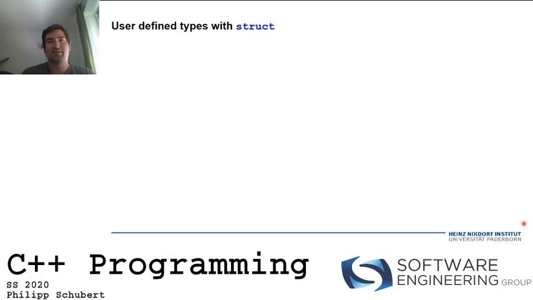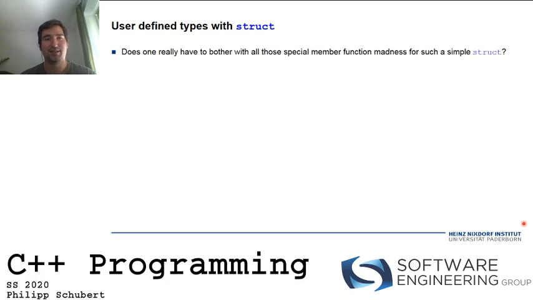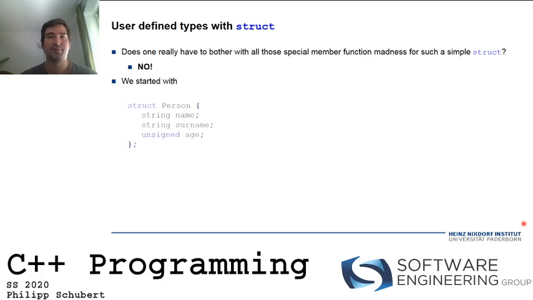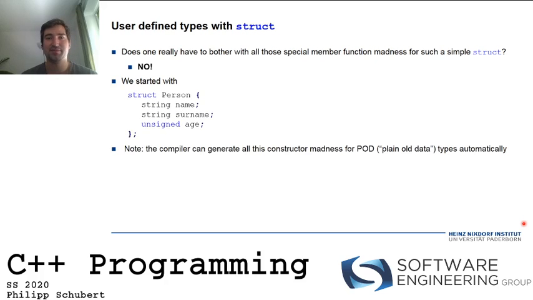So that was basically user-defined types with struct. Any other comments? Maybe first comment: do I really have to bother with all those special member functions for such a simple struct type containing two strings and an unsigned integer? The answer is clearly no. You also saw that we just could use default and set all or most of the special member functions to default. We just started with the simple type definition. Also please note that the compiler can generate all the special member functions for plain old data types and for types that only use plain old data types or STL types automatically.